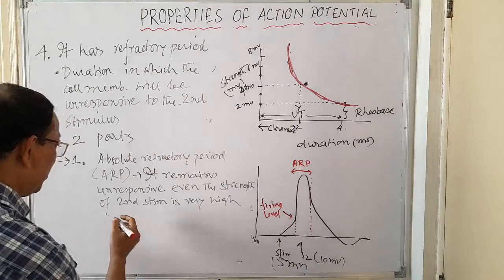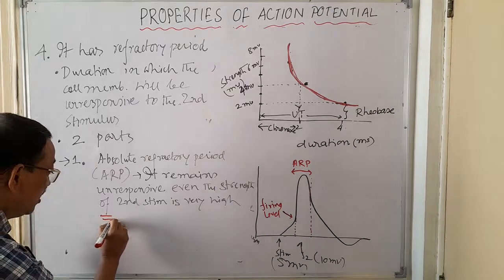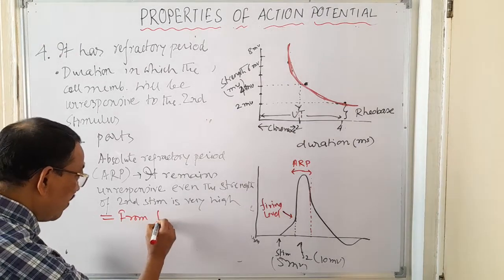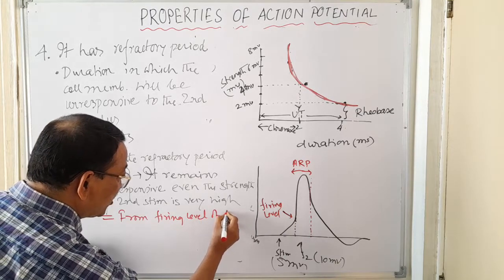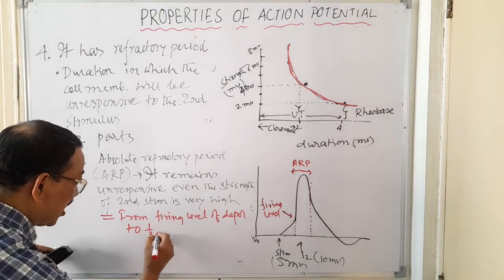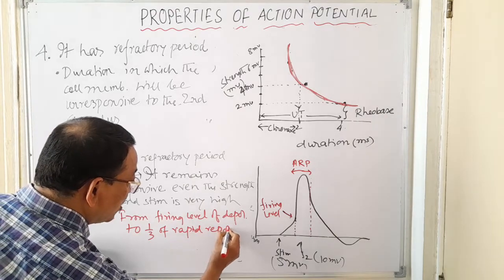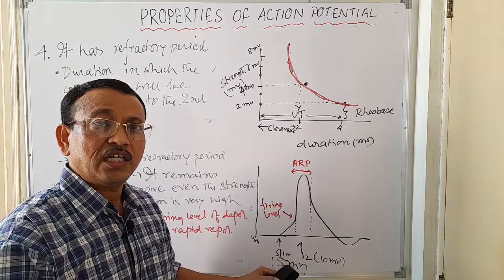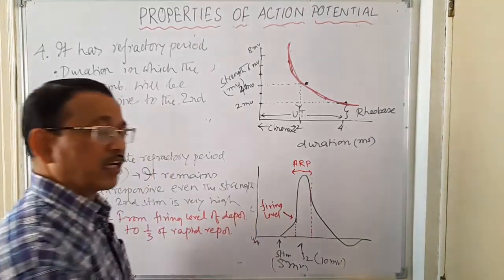So this absolute refractory period is equal to the period from the firing level of depolarization to the 1/3 of rapid repolarization. This is the phase in which even if the second stimulus strength is increased, the cell membrane will remain unresponsive. That is known as the absolute refractory period.